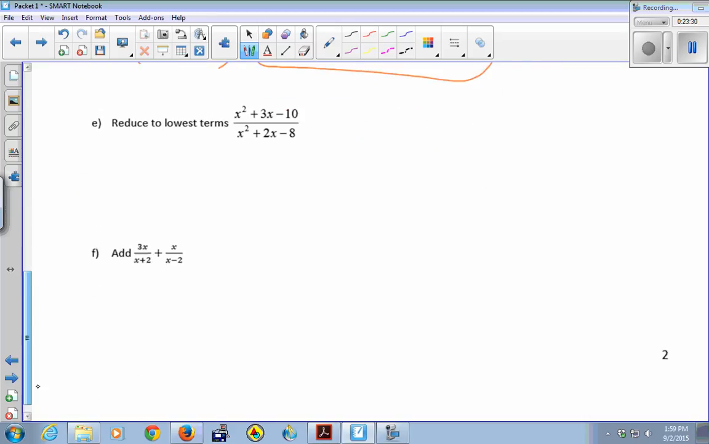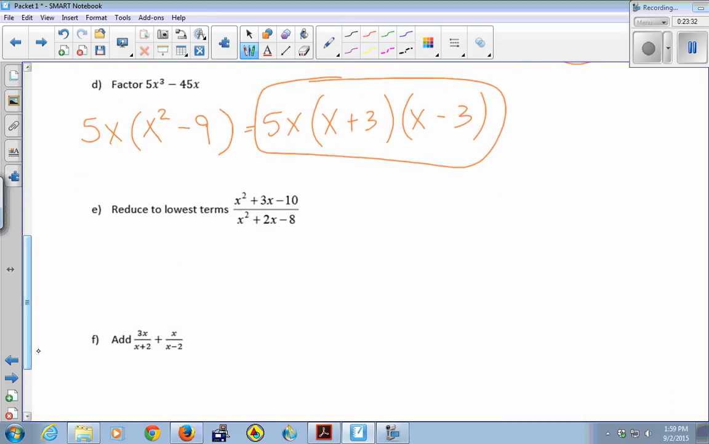All right, now I've got a fraction to reduce to lowest terms, which means I have to factor everything I can, and then hope some stuff cancels, right? So x squared plus 3x plus 10, can anybody factor that?